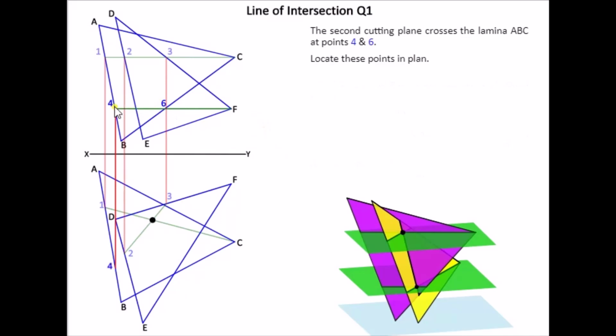Now, to bring down the second slice again, we just number it again. So we're bringing down point 4 onto the edge AB because it's on the edge AB, and we're joining it to point number 6 because 6 is on the edge BC.